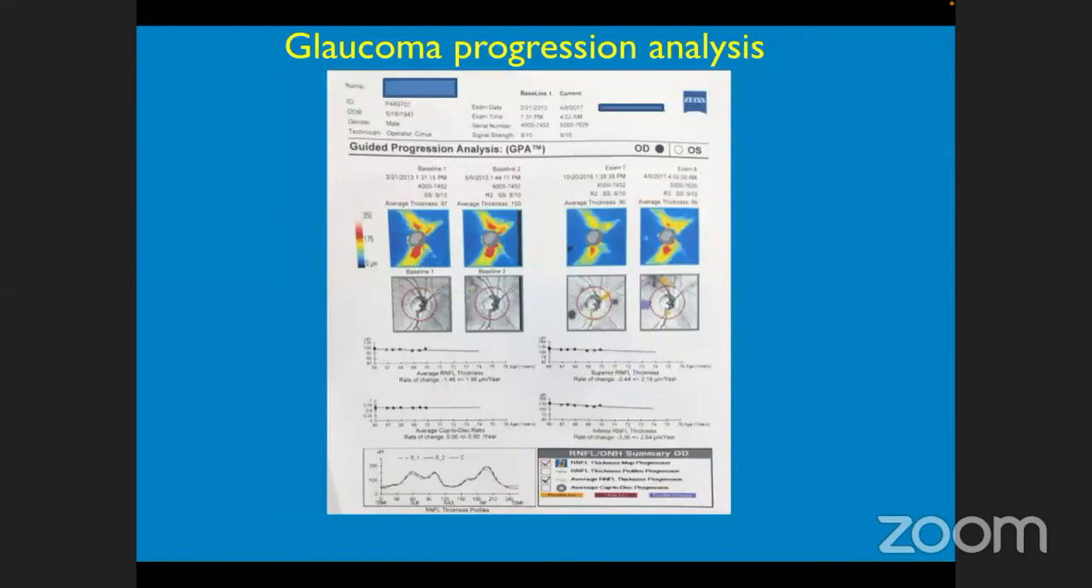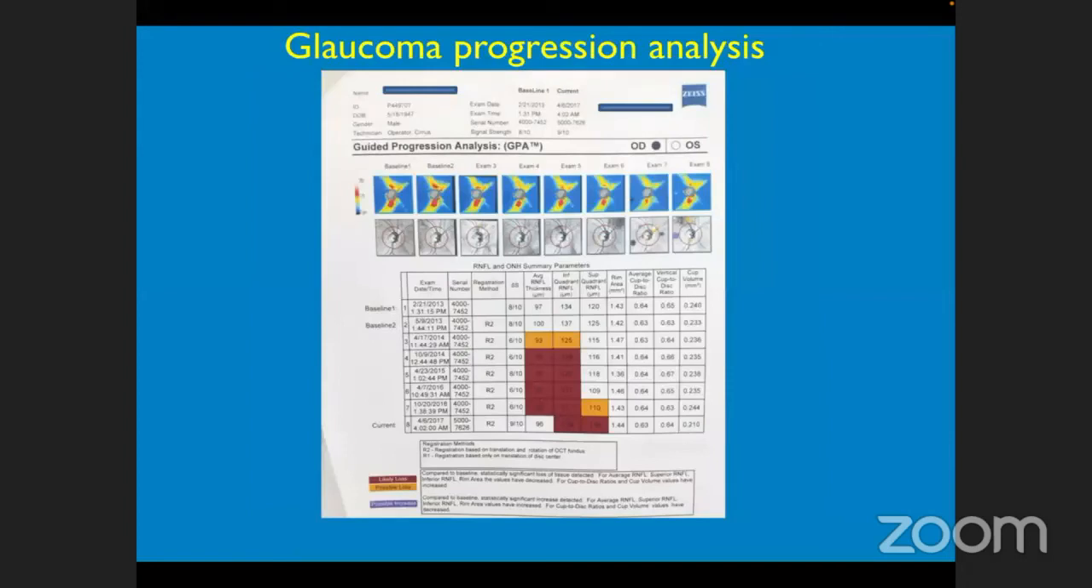Glaucoma progression analysis is the printout of the patient. The different numbers and parameters are included in the GPA, and you can see the inferior nerve fiber layer is decreased slowly over a period of time, and it is shown in red.